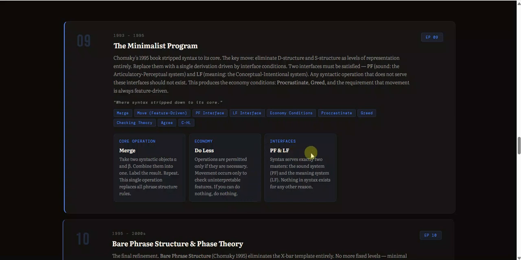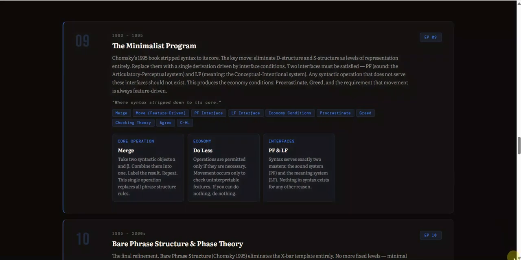Then interfaces, PF and LF. Syntax serves exactly two masters, the sound system PF and the meaning system LF. Nothing in syntax exists for any other reason. So Chomsky extended his own work by rejecting his previous works and making his model more and more efficient, which resulted in minimalism.